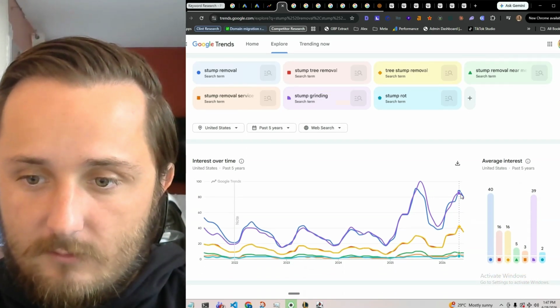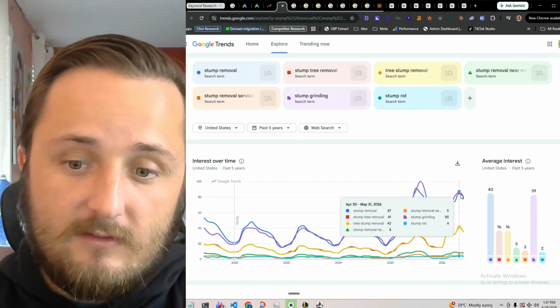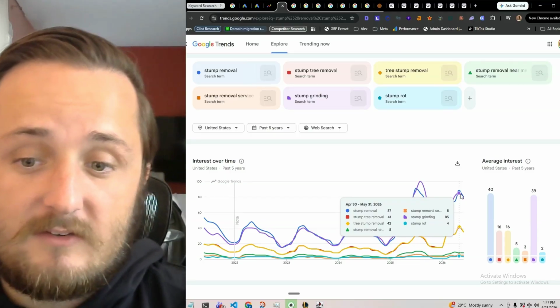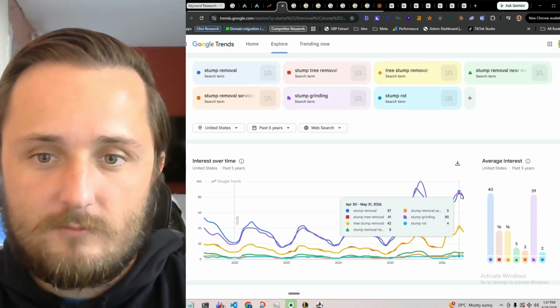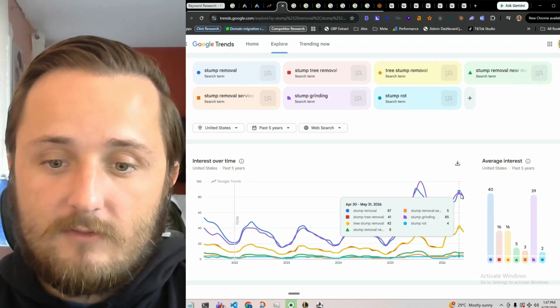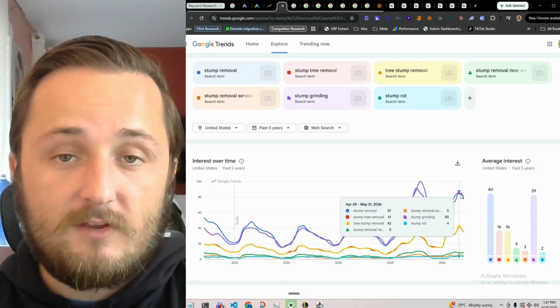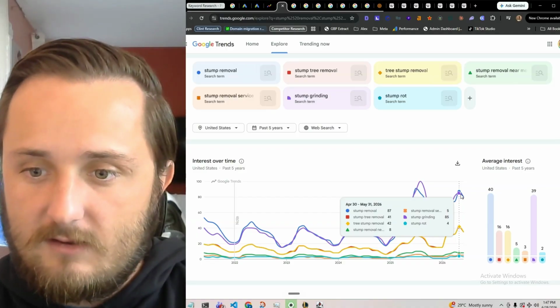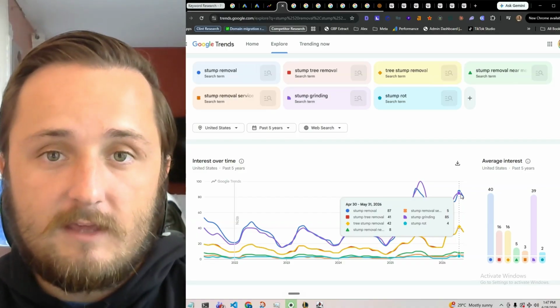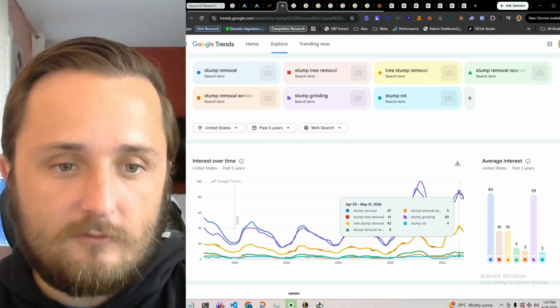So when we come here and we look, we can see that stump removal and stump grinding are the two best performing search terms. Now, this doesn't mean that we would want to go and specifically target them, right? We're still in the research phase. We're still trying to understand this keyword, this service that people search for.